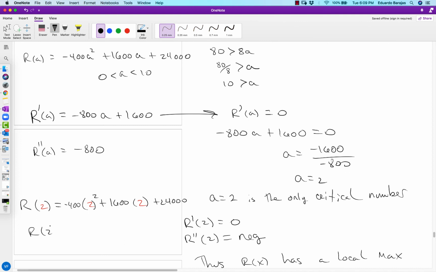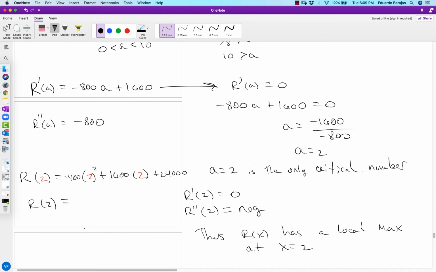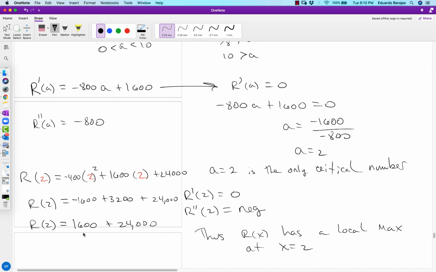And we get that R of 2 equals 4 times 400, that's minus 1,600, plus 3,200, plus 24,000. So that's going to be R of 2 equals positive 1,600 plus 24,000 equals 25,600. And that's going to be our maximum revenue.